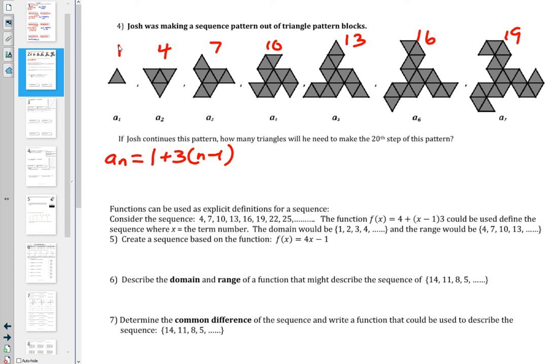Just to show you that it works even if you don't simplify, let's just do this one here for fun without simplifying. A sub 20 is equal to 1 plus 3 times 20 minus 1. 20 minus 1 is 19. 19 times 3 is 57. 57 plus 1 is 58. You can double check my mental math.